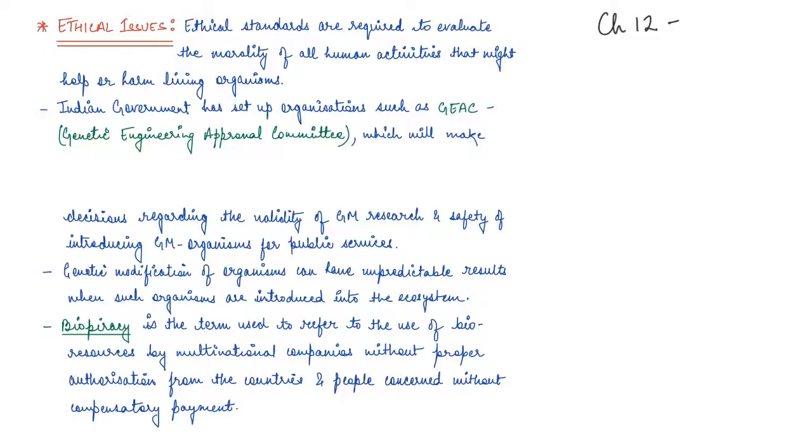So right now, what we are saying is that these transgenic animals are somehow benefiting the human race, right? Human beings. But we are not concerned about how we are harming these animals, right? So the genetic modification of organisms can also have unpredictable results when such organisms are introduced into the ecosystem, right? Because we are now introducing animals with manipulated genes into the ecosystem, and we do not know how it is going to hamper the entire ecosystem, right?